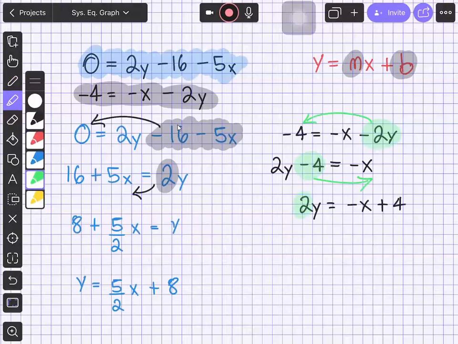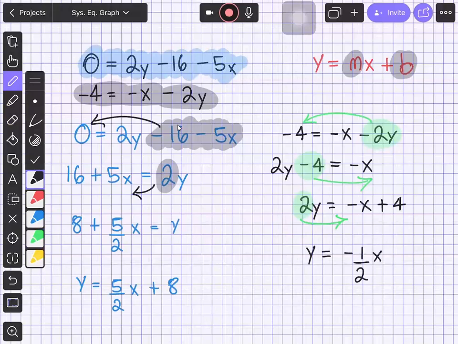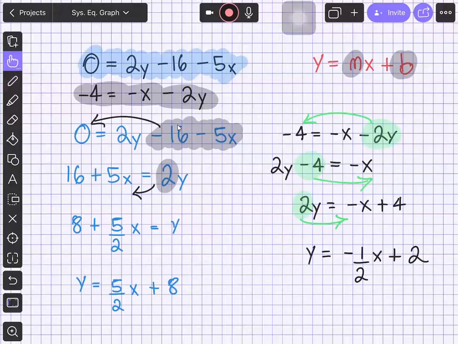Finally, this 2 that is multiplying the y will go to the other side, dividing. So we end up with y equals negative 1/2 of x plus 2. So now if you see, we have both of our equations written in the slope-intercept form. So now we can draw them.